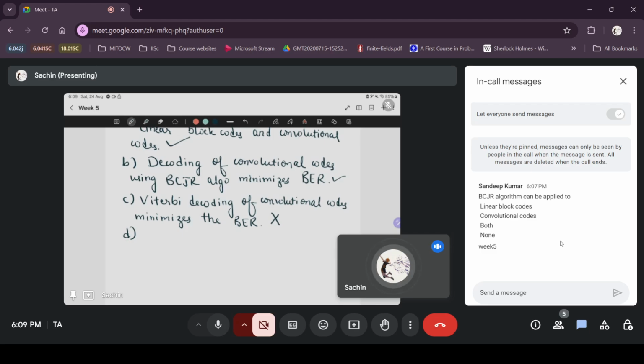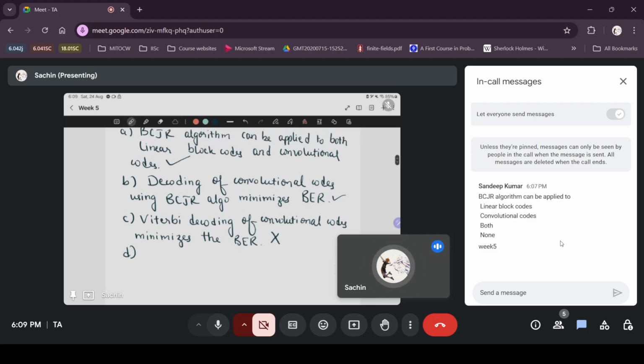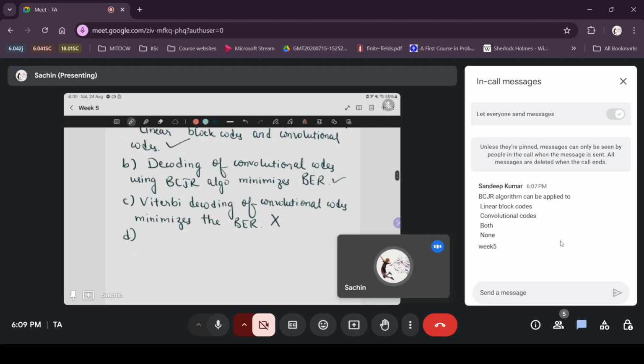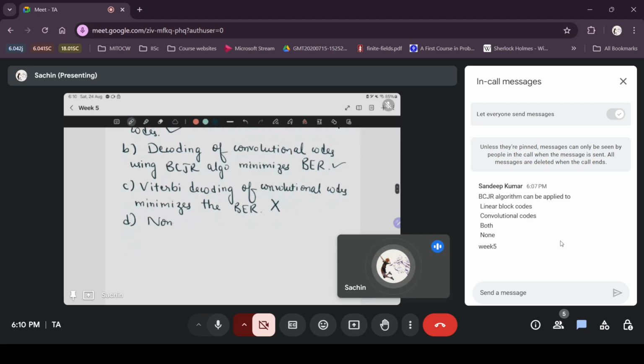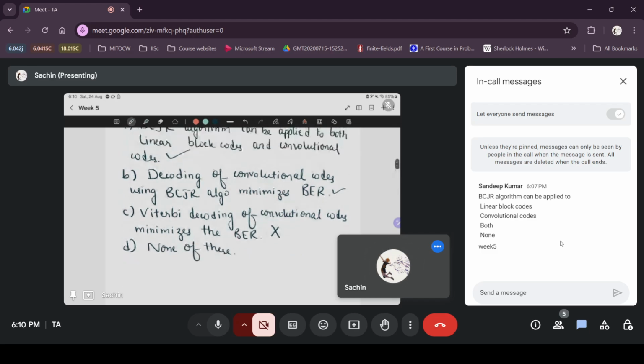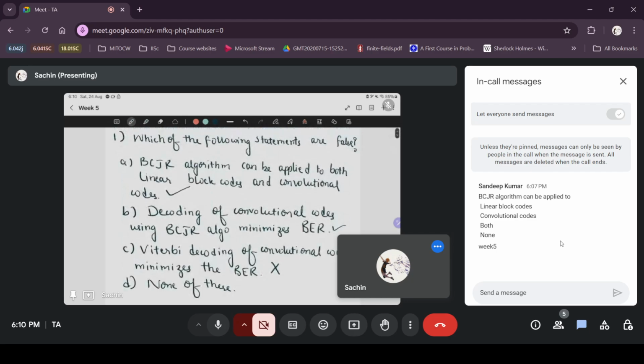And the BCJR can be used for linear and convolutional codes. Viterbi is only for convolutional codes. That's one disadvantage. So that's the false statement. And the final option is none of these, but we did find a false statement. So the answer is option C.